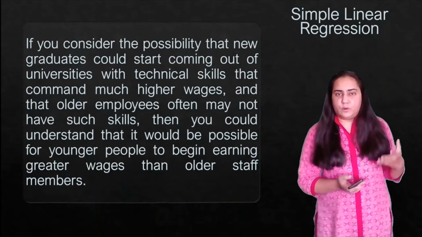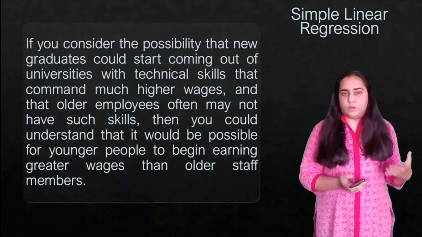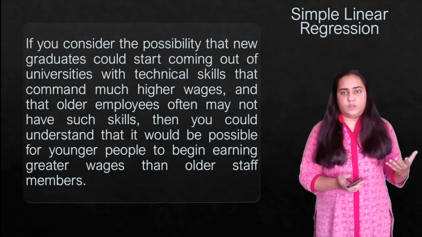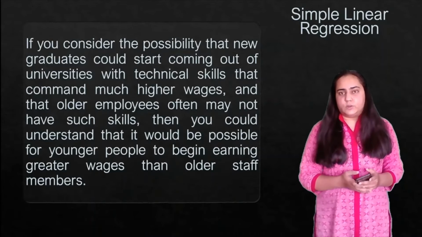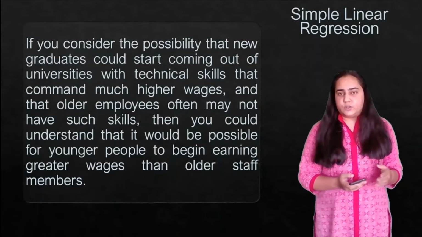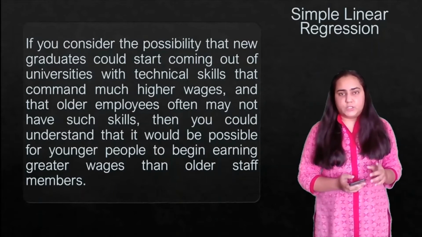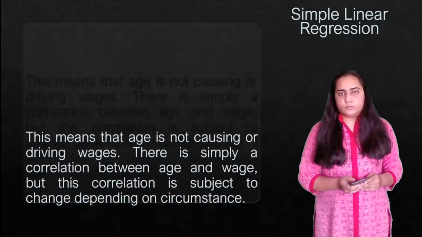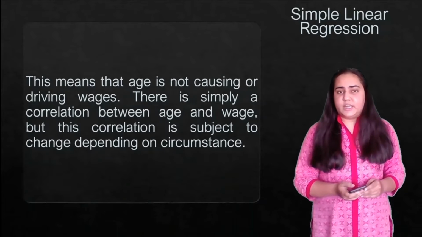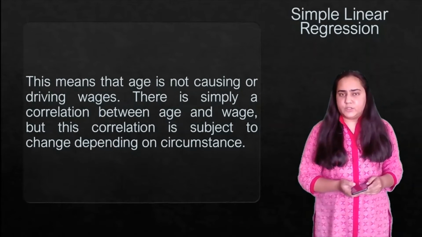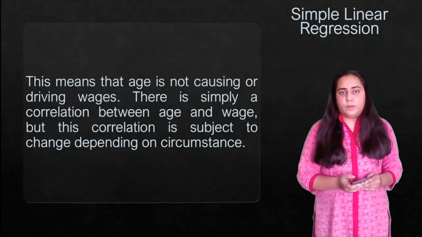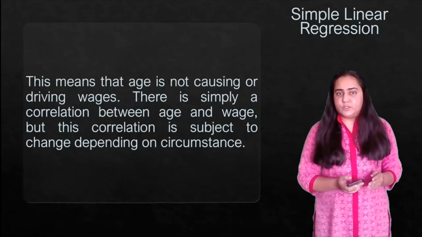Just because you're old doesn't automatically mean you're going to earn more, or because you're young, you're going to earn less. So it's not a matter of causation, it's just a correlation. So we are only trying to establish correlation by linear regression, not causation. This means that age is not causing or driving wages. There is simply a correlation between age and wage, but this correlation is subject to change depending on circumstance.